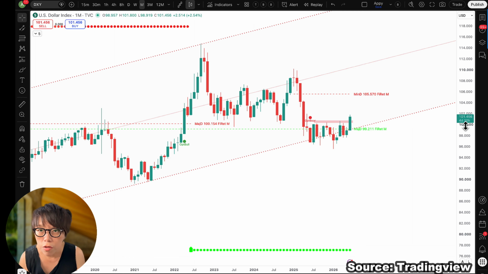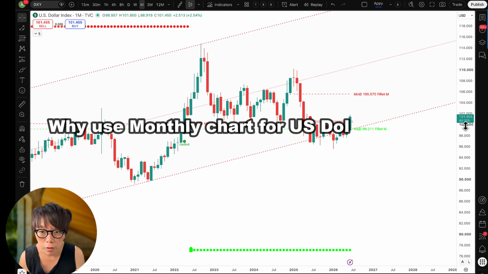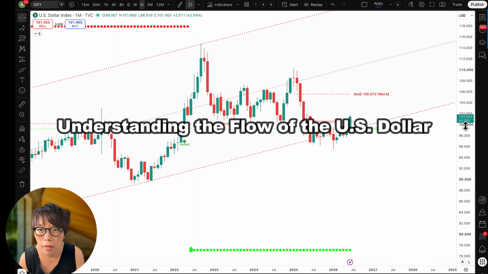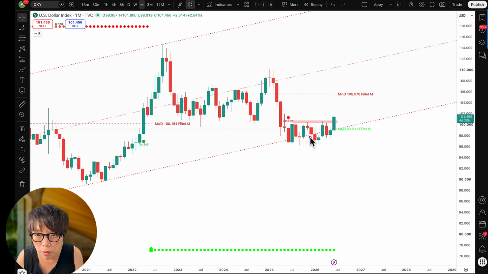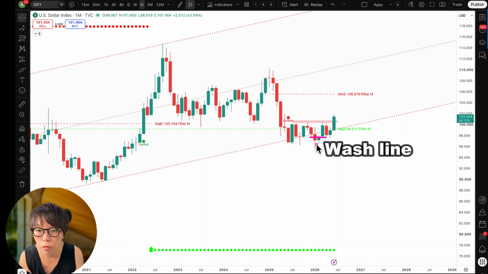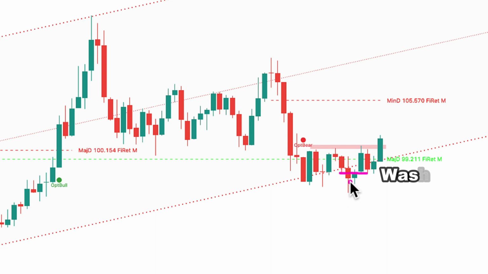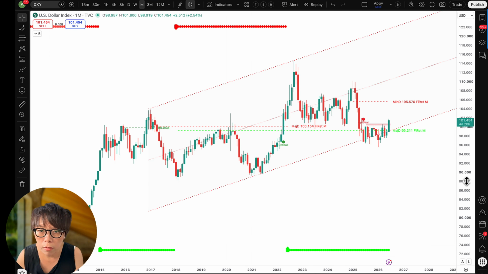First, I don't really use the monthly chart, but for the dollar index, it's good to have a look at the monthly chart because it gives you a very nice understanding of the flow of the US dollar. Somewhere around here was the wash line. If you don't know the strategy of wash and rinse, you can refer to my wash and rinse video. But here was a wash line, and then here was a horizontal support.